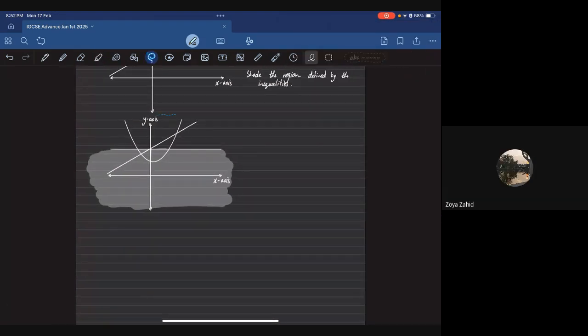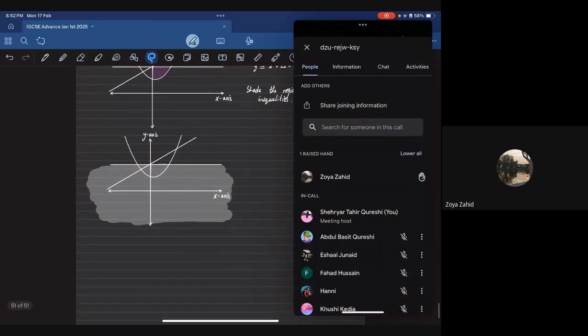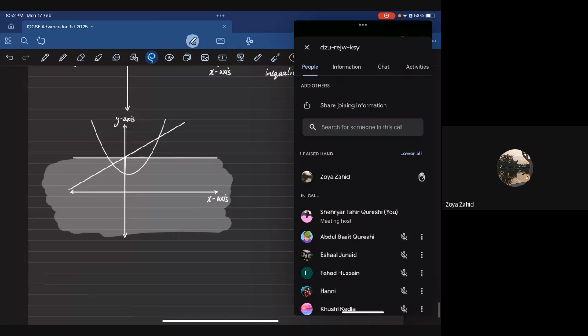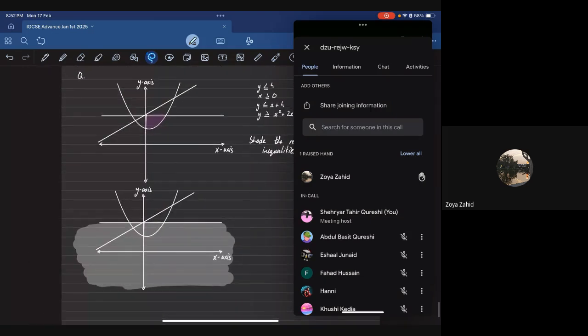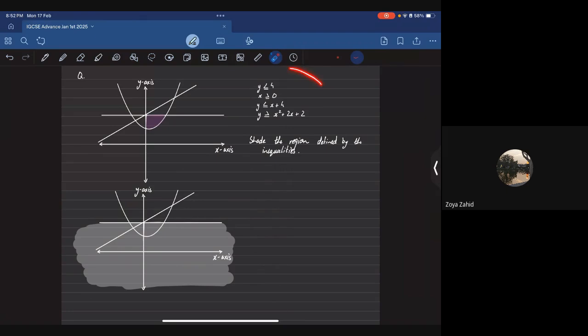Sir, I actually have a question. Are we supposed to do all of them? Like right now, are you solving y is less than or equal to 4, or do we have to solve all of them and then add? All of them. You have to shade the region defined by the inequalities. Four inequalities are given, and you have to shade the region which is enclosed by all of them. Clear? Okay, thank you. All right.